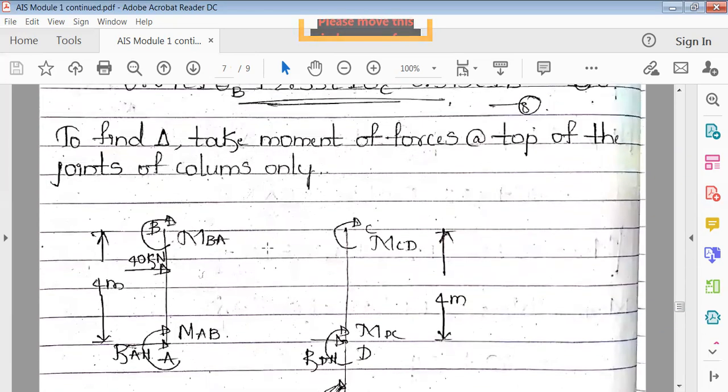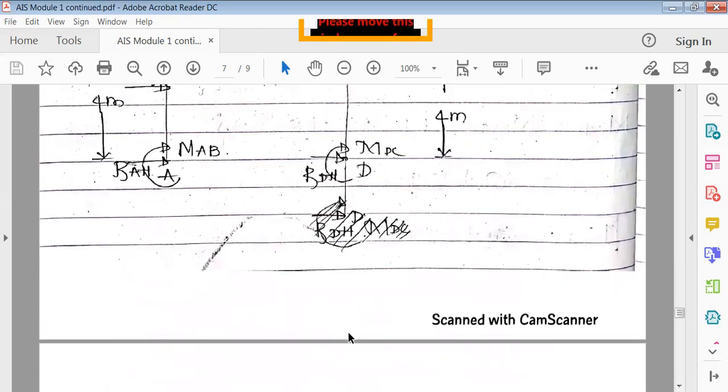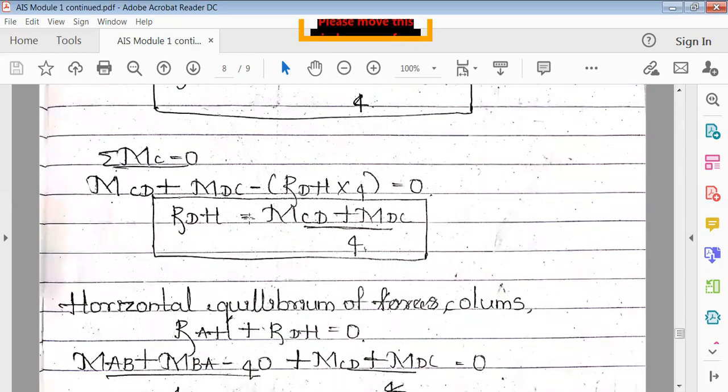Similarly, finding moment about C. So moment about C, again, clockwise positive, anti-clockwise negative. So RDH is going anti-clockwise. So minus RDH into 4 plus MCD plus MDC. Okay. So if you want to find RDH, it is MCD plus MDC divided by 4.